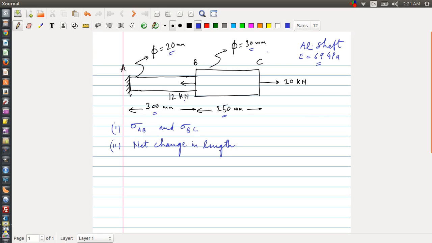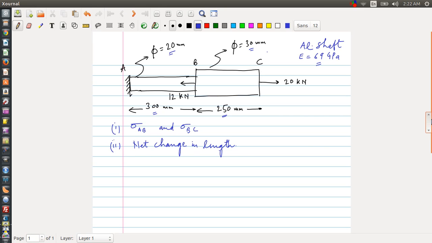Now in this problem we need to calculate what are the stresses produced in the portions AB and BC, and which is the maximum stress, and what is the net change in length due to these external forces. The net change in length could be negative, it could be positive. We'll be figuring it out as we go along the problem.